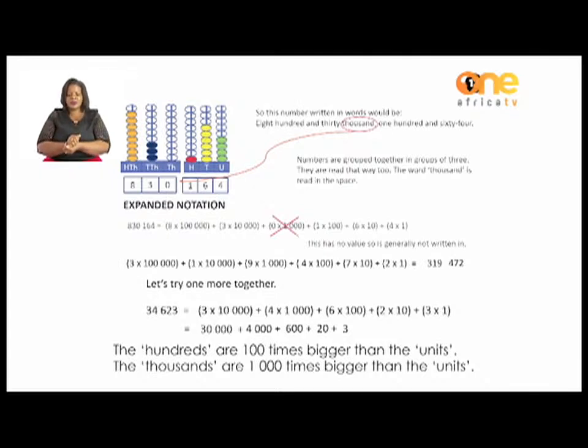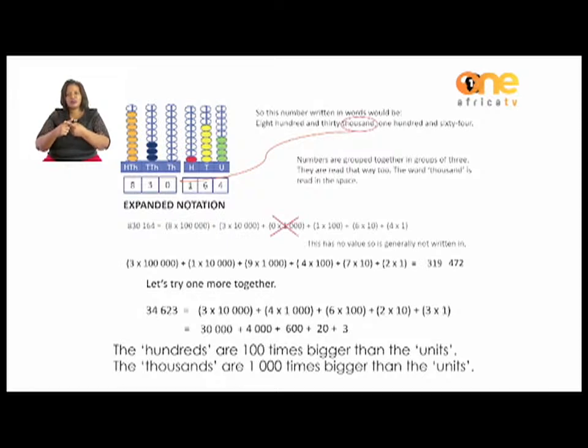Now our third terminology is expanded notation. If you have to write that number in expanded notation, you take a digit, for example 8 in the place of 100,000, you multiply that with 100,000. You take 3 in the place of 10,000, you multiply with 10,000. 0 in the place of 1,000. The value of 0 is 0, so even if you multiply 0 times 1,000, you get 0. That's why there's a cross there, for you to know that we do not write that.